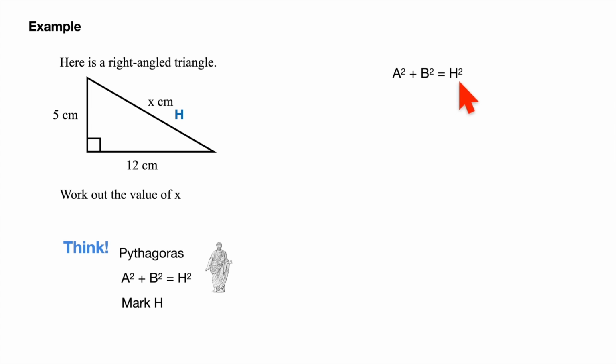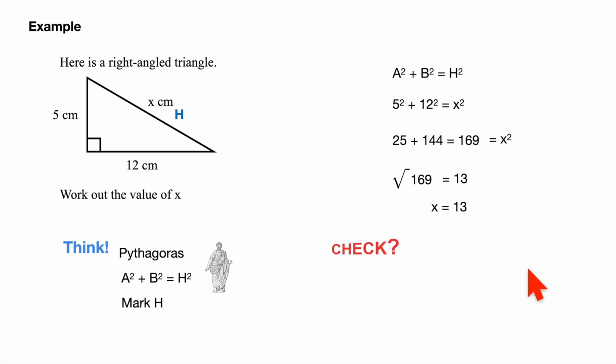So a squared plus b squared equals h squared. We know that h is x, so it's 5 squared plus 12 squared equals x squared. 5 squared is 25, 12 squared is 144, which gives 169. Let's take the square root of 169, and that's 13. I like the sound of that. We'll quickly check it, obviously. X equals 13, we'll check that.